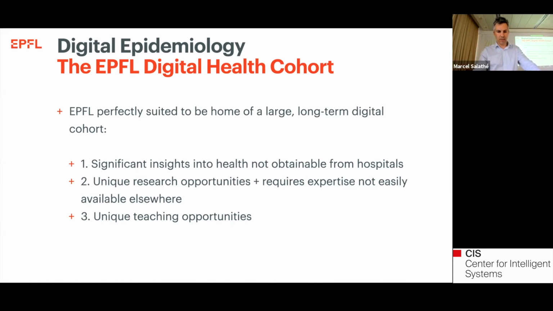That would need to be discussed, obviously, with our medical colleagues. I think this would be absolutely fantastic because, first of all, it would give us significant insights into health and also into prevention, which hospitals can simply not obtain because that's not what they are made for. It would also provide us with unique research opportunities. I'm just thinking of all the technology that you would have to develop to make this work.